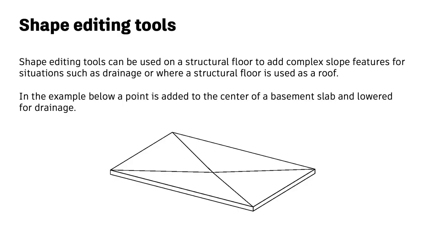With the use of the split line, you can ensure that the facets remain planar and are not warped. In the example below, you can see a basement slab with a point added to the centre of the slab for drainage. This can be applied to one layer of the slab, in this case the screed.